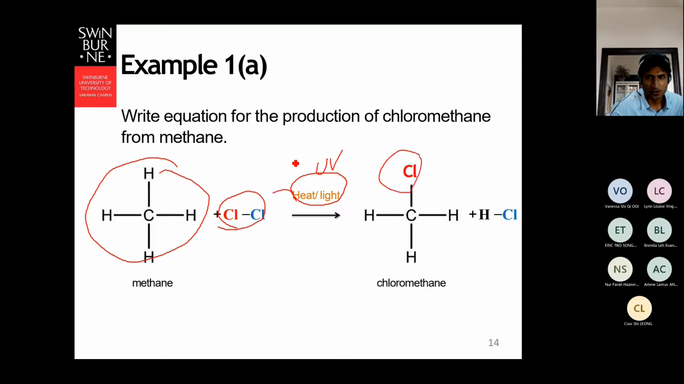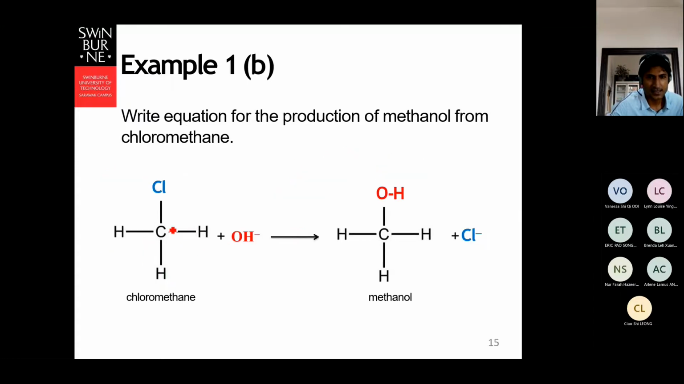So it will produce chloromethane, and once the chloromethane is produced, then the hydroxyl ion comes in. This hydroxyl ion comes from a base, so it can be sodium hydroxide, potassium hydroxide, or lithium hydroxide. It comes and produces an alcohol.